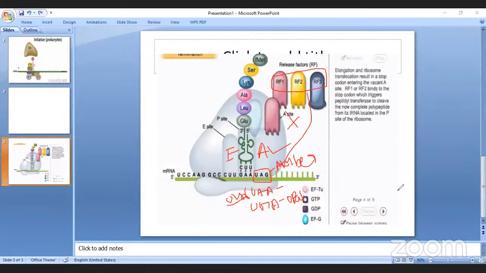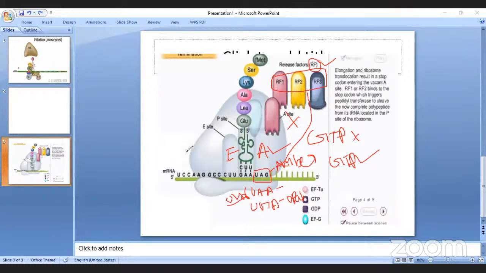Yes, sir. Only in termination, there is one difference between prokaryote and eukaryote. In prokaryote, GTP energy is not utilized for termination. Guanine triphosphate is not utilized in prokaryote, but in eukaryote it is, with the help of a GTP-releasing factor. In prokaryote there are three different releasing factors, but in eukaryote only one releasing factor is present. That is the difference between prokaryote and eukaryote.